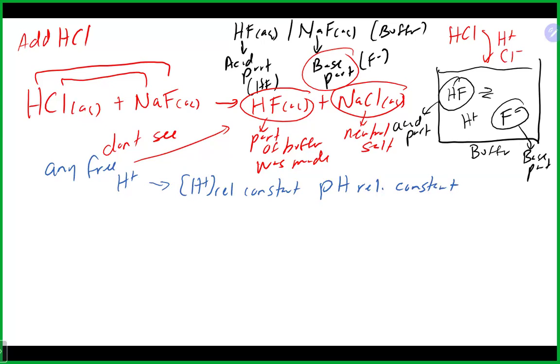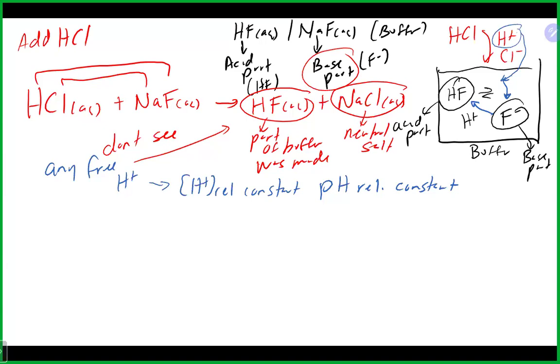So what happens in this situation is when you add this, that H plus that normally would come in will actually go and find the F minus, and they will make part of the buffer. And what that essentially does is it does not allow that H plus to remain free in the solution. And because it's not free in the solution, that H plus concentration remains constant and the pH remains relatively constant.